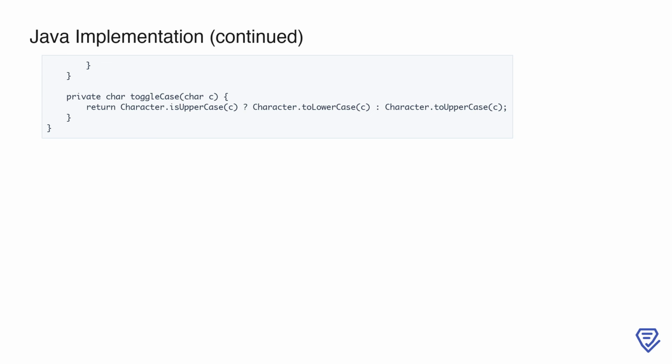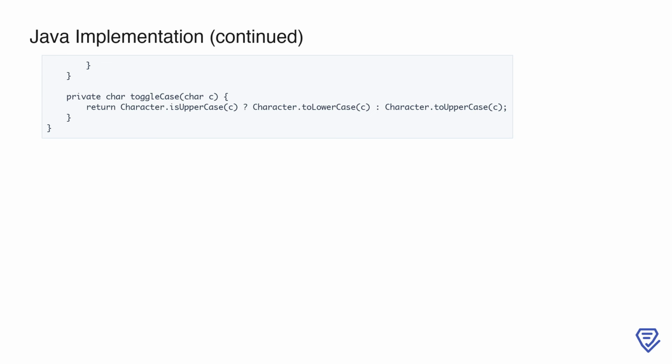Additionally, we define a helper method called toggleCase. This method takes a character as input and uses a simple conditional expression to toggle its case. If the character is uppercase, it converts it to lowercase, and if it's lowercase, it converts it to uppercase. This utility function is key to generating permutations with different letter cases.